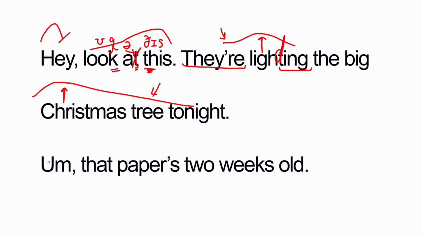The big Christmas tree tonight. So just like "they're lighting," we have one peak of stress. This one, the phrase is a little bit longer, so we have a little bit more of a buildup. The big, and then this stressed syllable, Christmas tree tonight. And then 4 syllables falling away from that peak of stress.